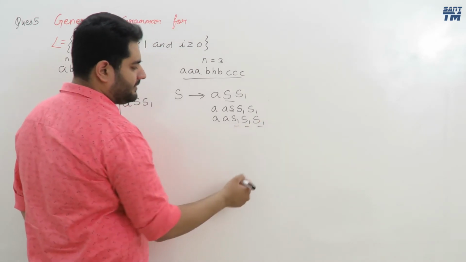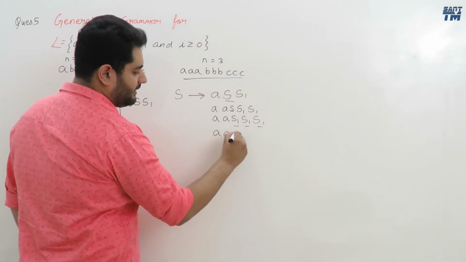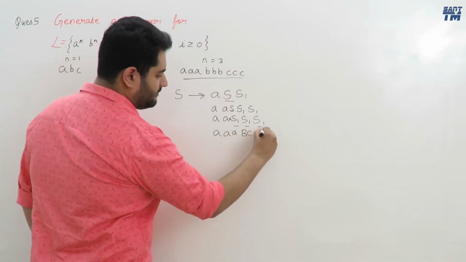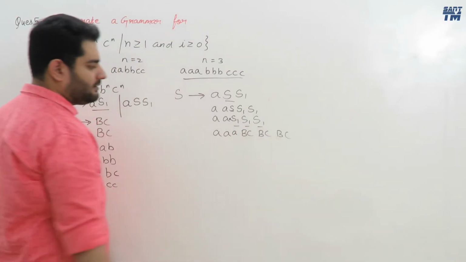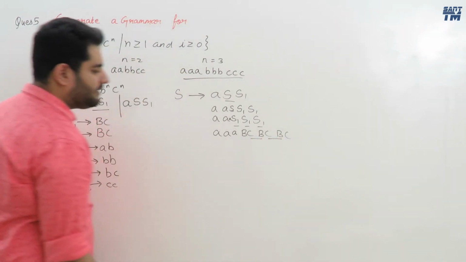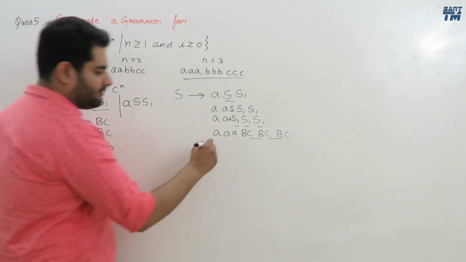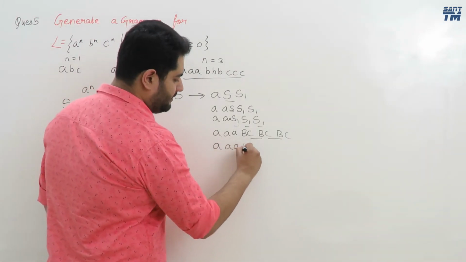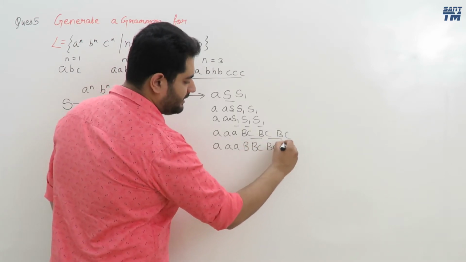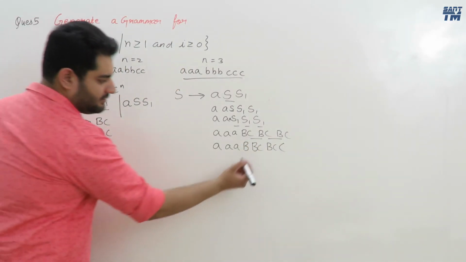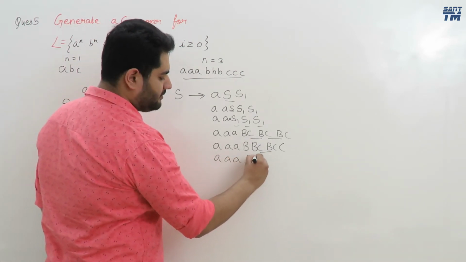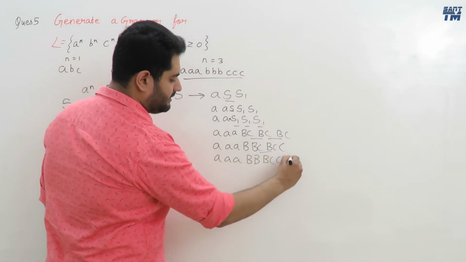3 S1 will be replaced by 3 BCs. A, this was A, BC, BC, BC. Now this CB and this CB can be replaced by BC. It will become A, B as it is. This CB is BC, this CB is also BC, and this C. Now again this CB can be replaced by BC. A, two B's, BC, CC.